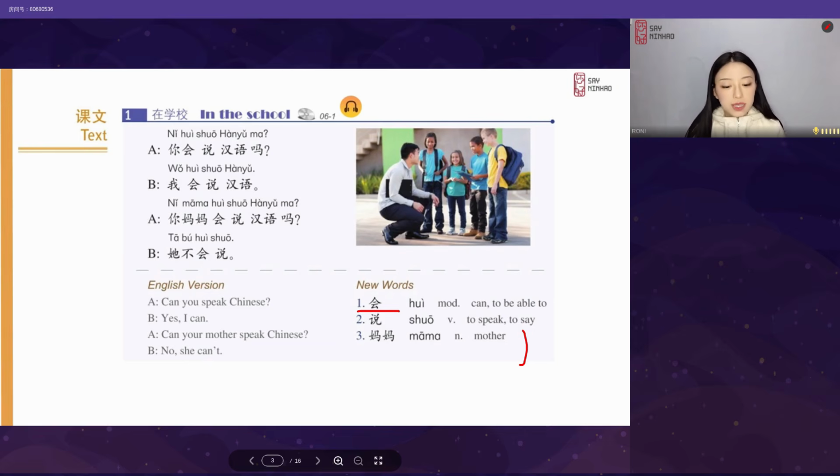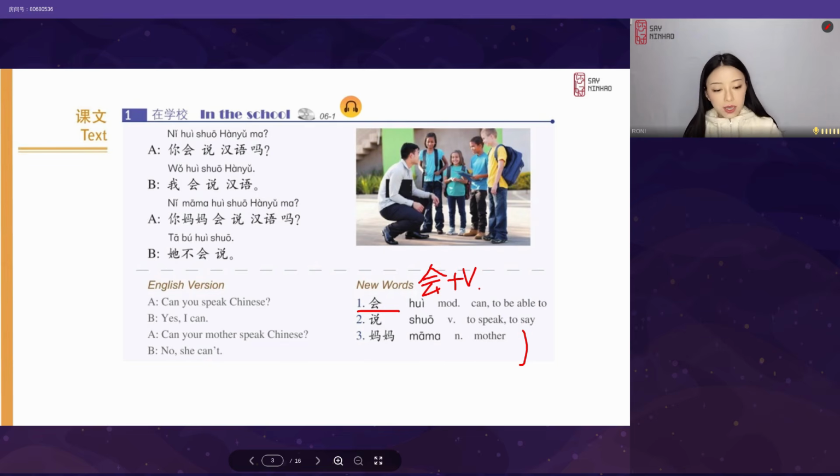So whenever you want to say you can do something in Chinese, then you can use 会 plus a verb. 会 something. For example, can speak Chinese. Today's lesson's topic is 我会说汉语. 会说汉语 means can speak Chinese.